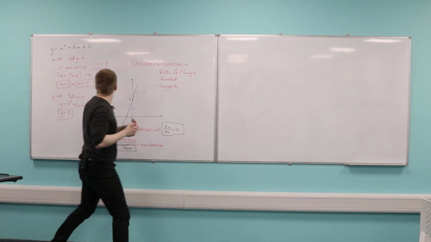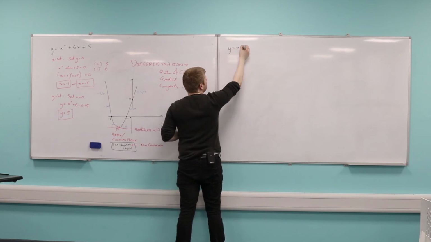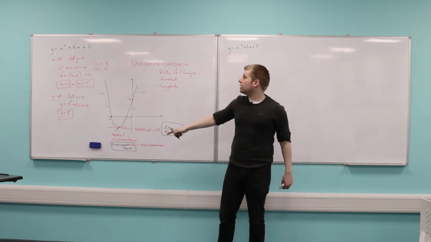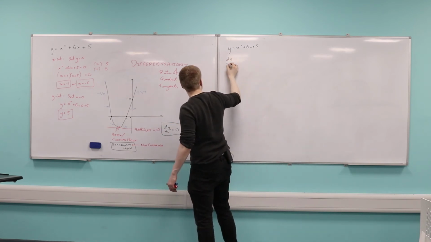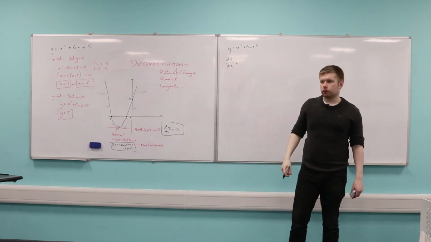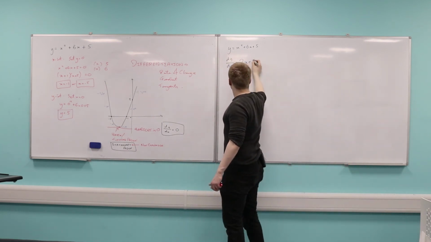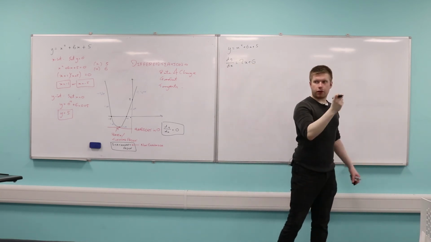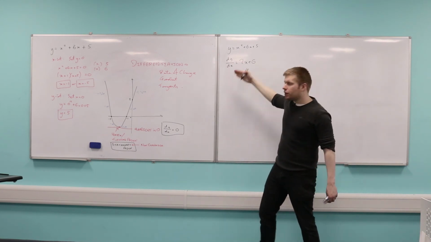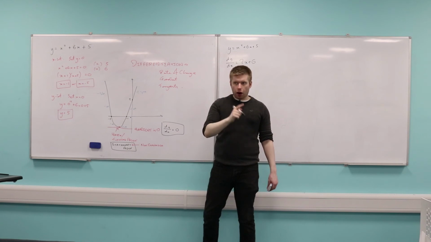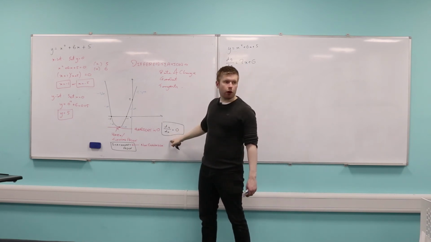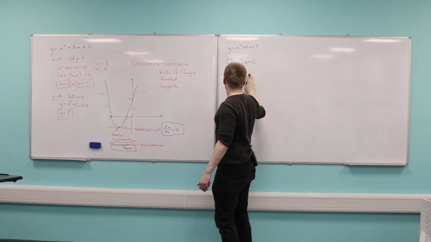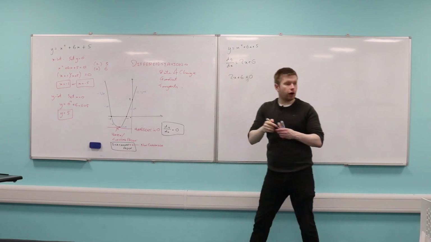So here's my function, y equals x squared plus 6x plus 5. To find my stationary point, I should differentiate it. If I differentiate it, what do I get? 2x plus 6. All happy with that? Once I differentiate it, remember this is a gradient function. It gives me the gradient at any point I like. But I want it where the gradient is equal to 0. So here's my gradient, 2x plus 6. If I set it equal to 0, then I should find my stationary point.